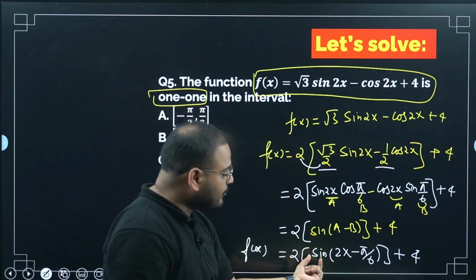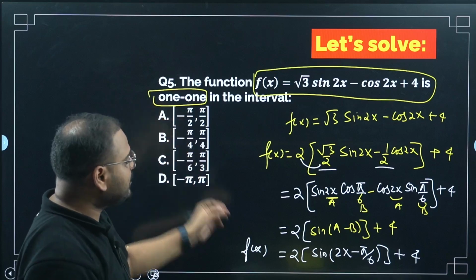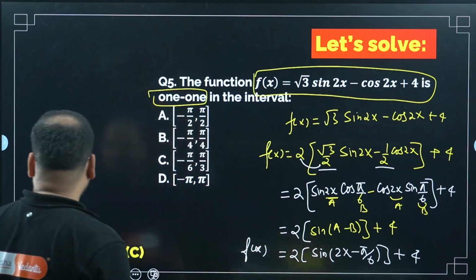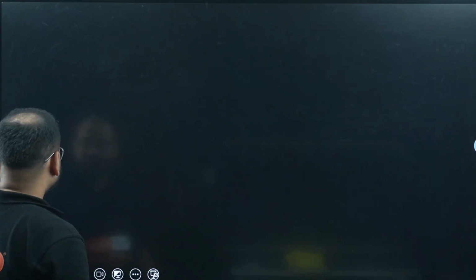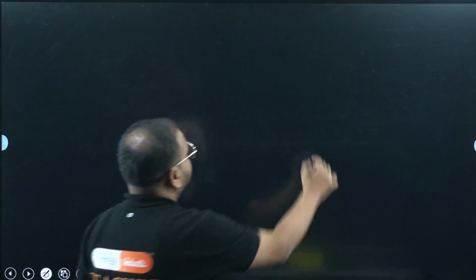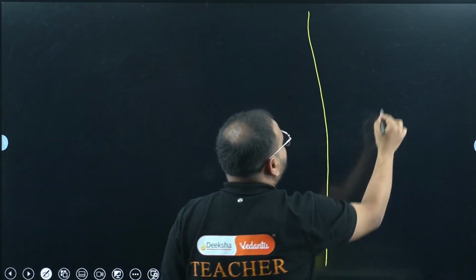When is the sine 1-1? Means they're asking where it is 1-1, but when is the sine 1-1? Is sine always 1-1? Look at the graph of the sine function. Is sine always 1-1?